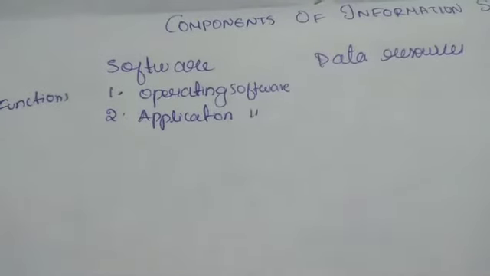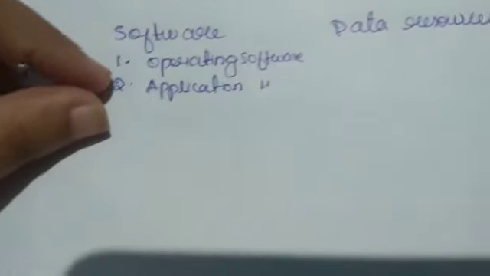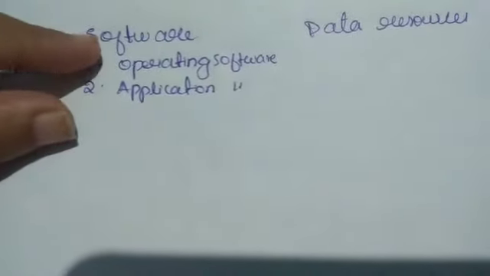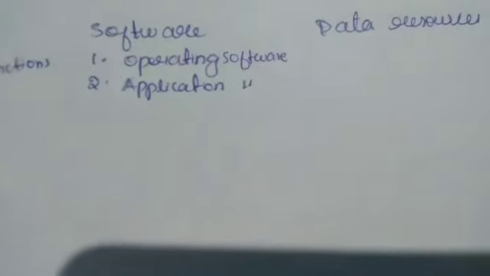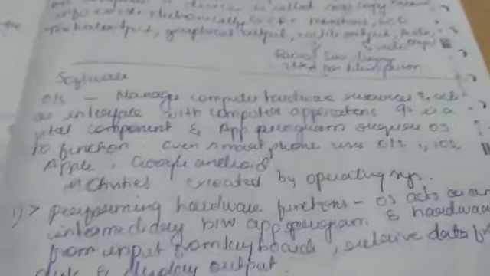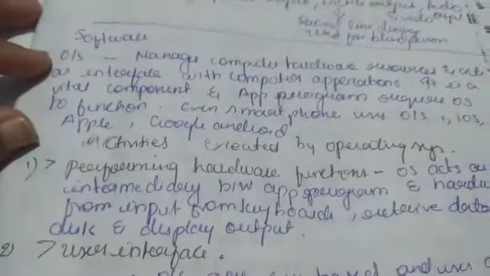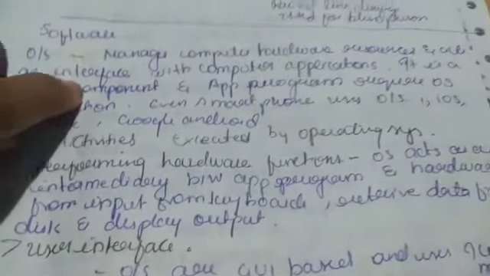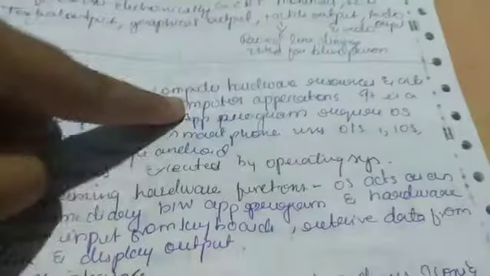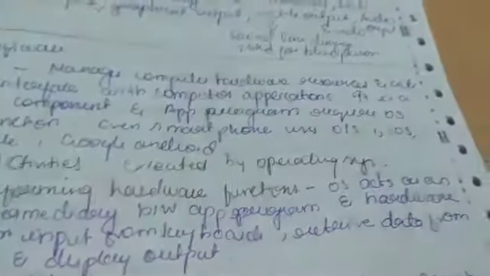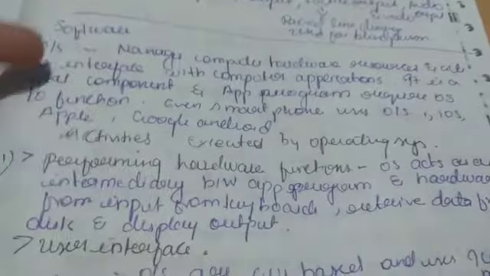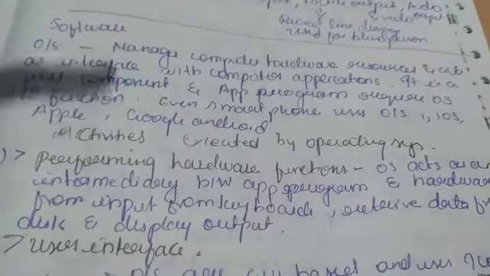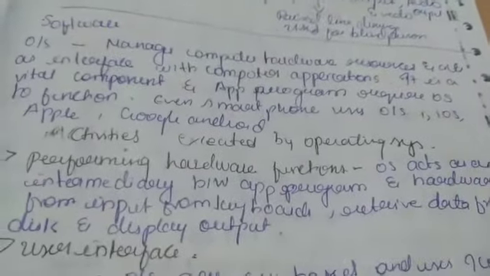The next component is software. The two main categories of software are operating software and application software. So we'll see that in detail. The first part is the operating software. What it does is act as an interface between the computer applications and the hardware resources. So basically it is a mediator between the computer hardware and computer applications.